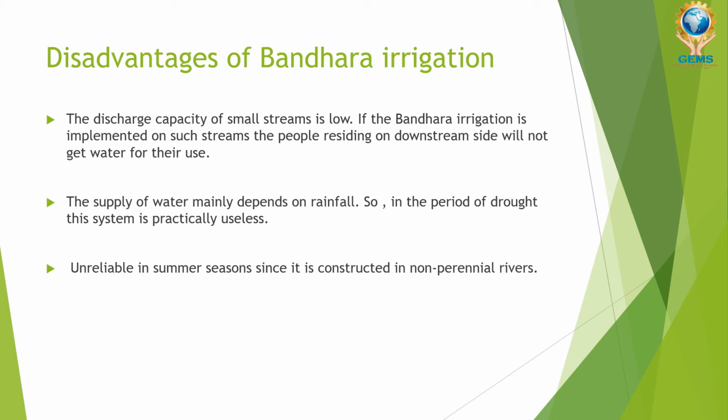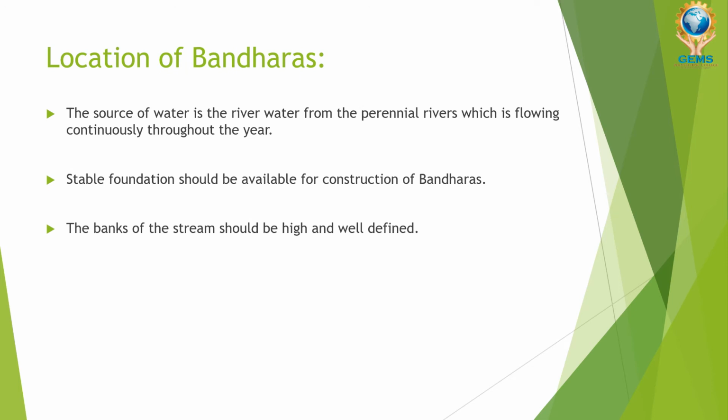Okay, fine. I have explained to you what a band is, its components, and the advantages and disadvantages of bands. Now we are going to learn about the location where the bandras have to be constructed. The place where water flows throughout the year. What is that? It means the perennial rivers that I have explained in the previous slides.